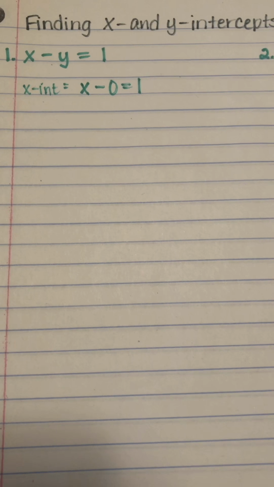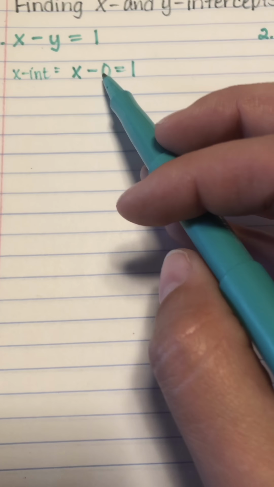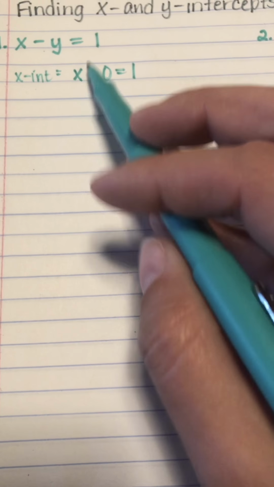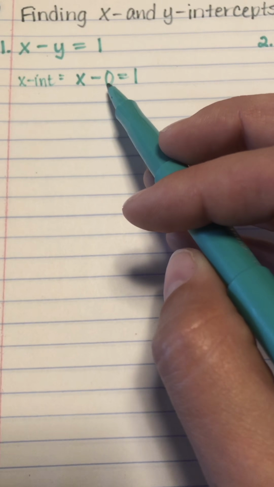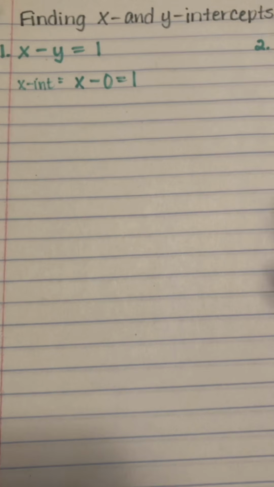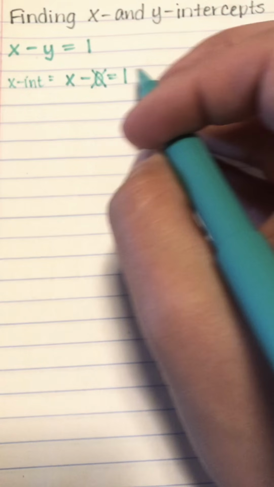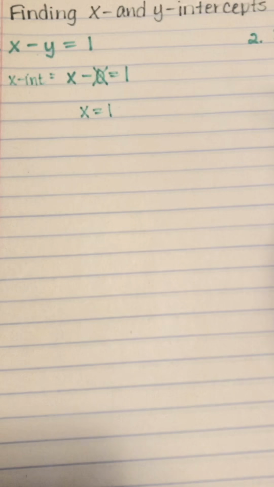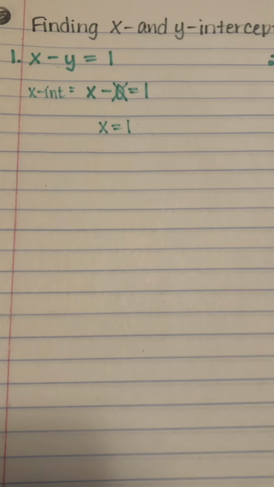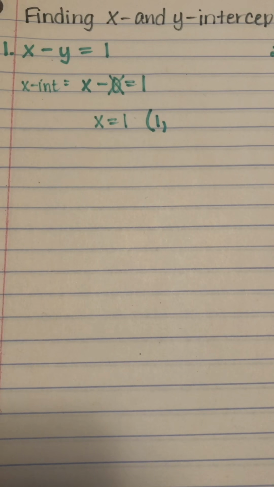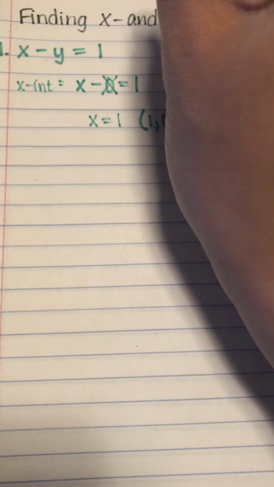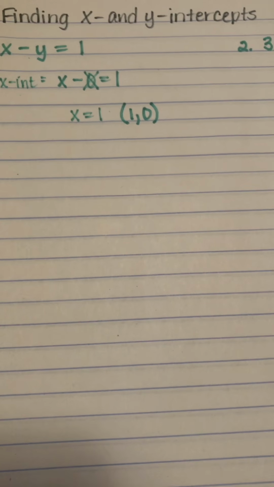Okay, so since it's the x-intercept, I'm looking for a number for x. I already know that the y value is 0. So really, this doesn't even matter. So x minus 0 equals 1. That literally just means that x has to be 1. So if I'm writing this as a point, I know that x is 1, but the y is always going to be 0. So here is my x-intercept.